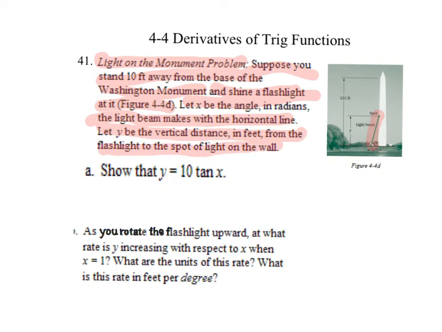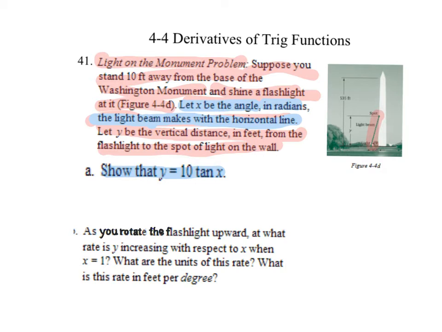Am I misreading this? Let x be the angle in radians the light beam makes with the horizontal. Oh yeah, okay. Show that y equals 10 tangent x.